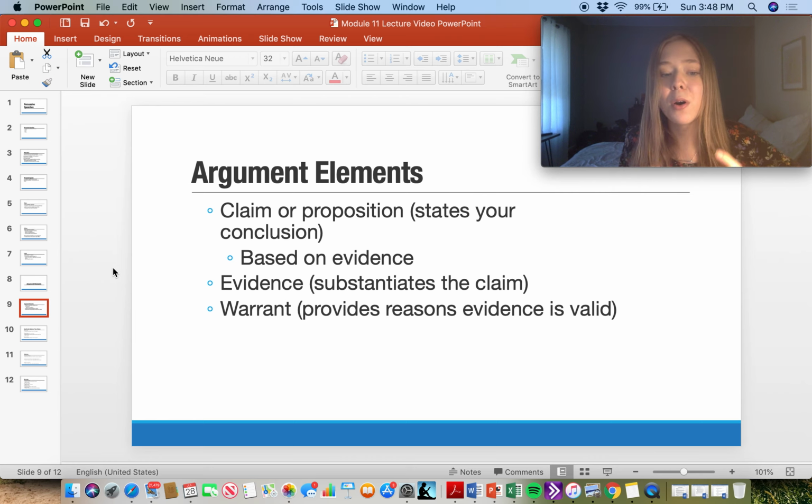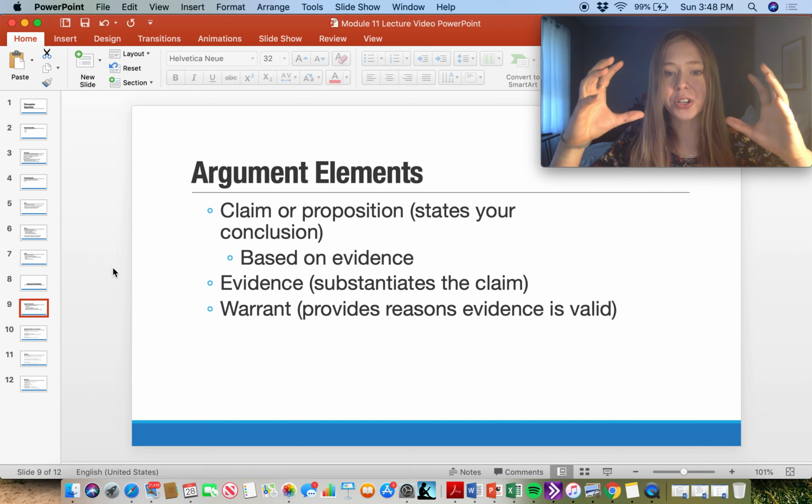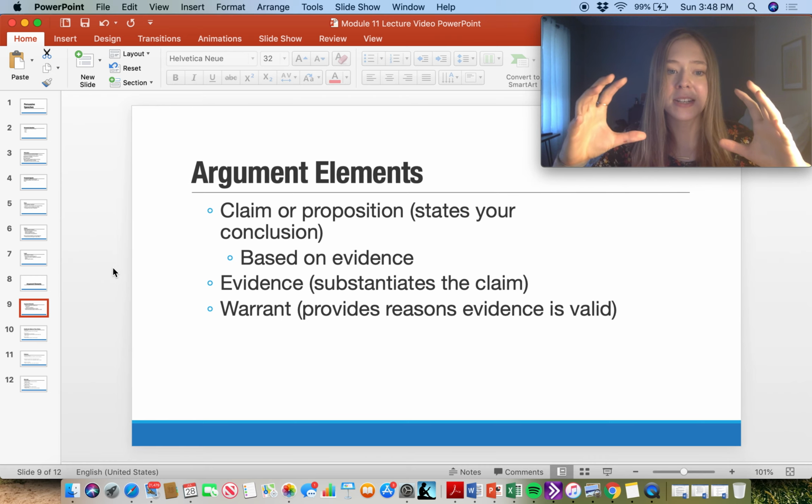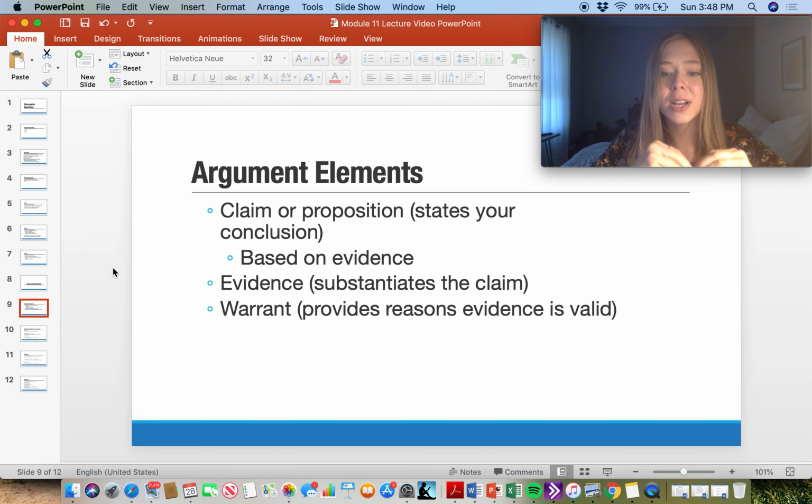And the most confusing part about this model, which we call the Toulmin model, is the warrant. And so the warrant connects your claim and your evidence. So think of it as a bridge connecting your claim and your evidence. The warrant provides reasons that the evidence is valid to support your claim.